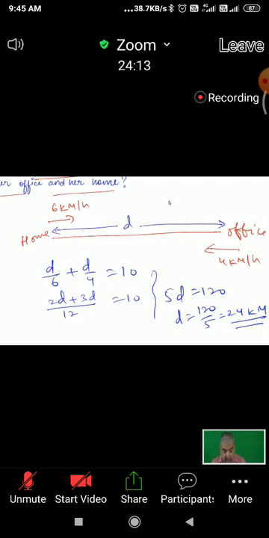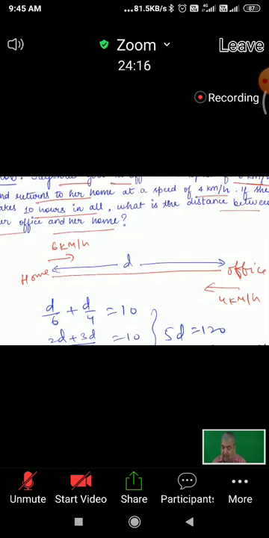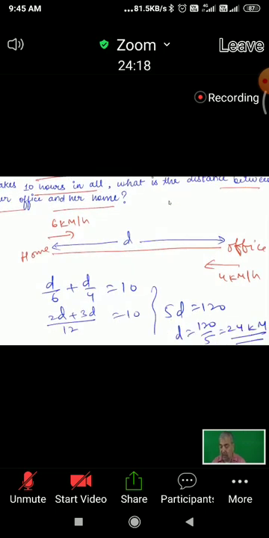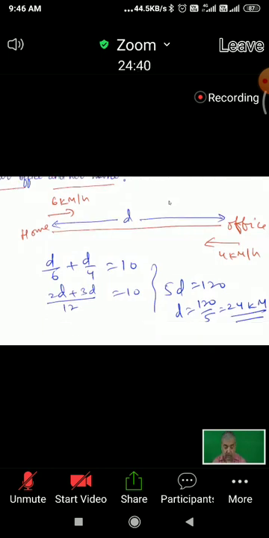No, Abhishek. See, from home to office, d is the distance. Obviously, from office to home, d is the distance. For going to office, the time taken will be d by 6, distance by speed. For returning from office, time taken will be d by 4. And the total time is d by 6 plus d by 4, which is 10 hours. That is given in the question. Just solve for d, and that is 24 kilometers.